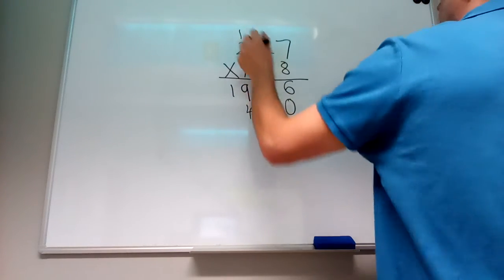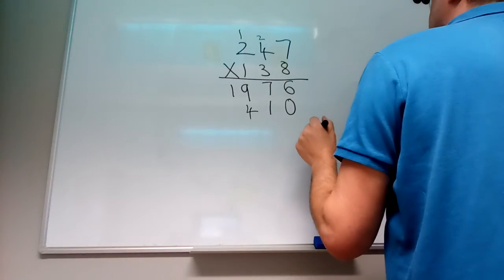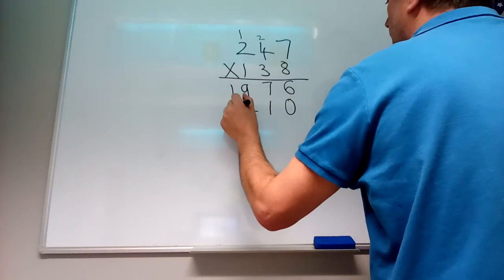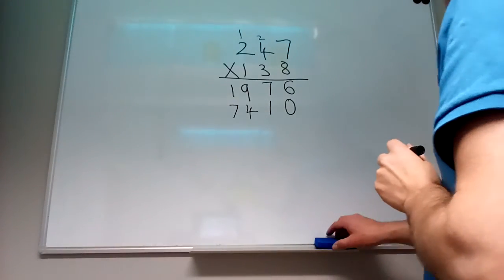So we put our 4 there, carry 1. Now 3 times 2 is 6, plus the 1 is 7. Okay, so now we have that.